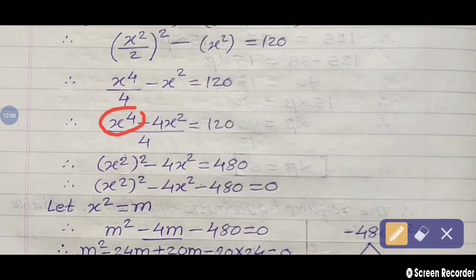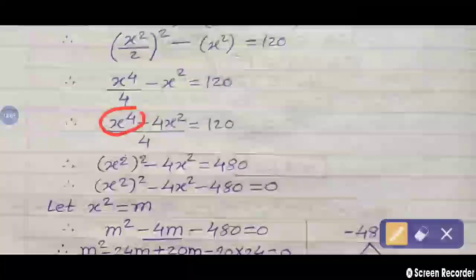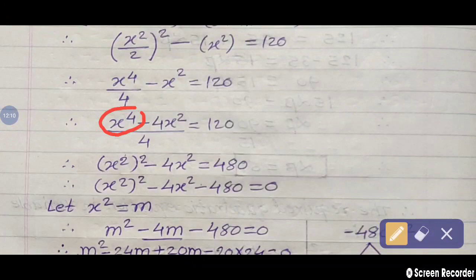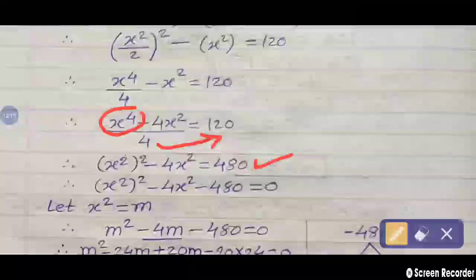So square to square means 2 2s are 4. By using the laws of indices, we are writing this term: x raised to 4 means square of x square, minus 4x square, and this 4 is shifting to the right hand side. So we are getting the multiplication 480.